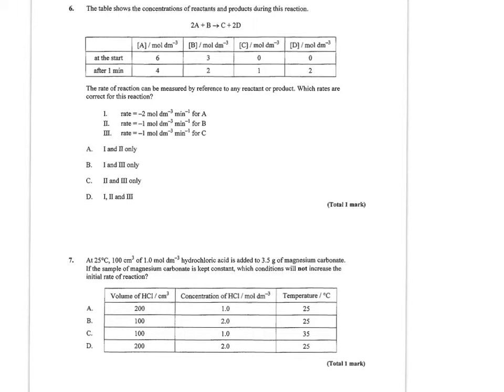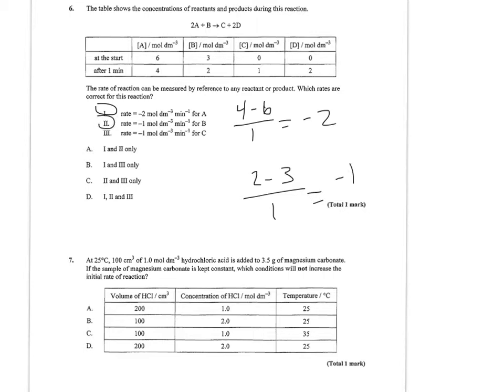So 1 says minus 2 moles per decimeter cubed per minute for A. So if I take my concentration after 1 minute is 4, my beginning was 6, I divide by a minute, I do get minus 2, so that appears true. 2 says minus 1 mole per decimeter cubed per minute for B. 2 minus 3 over 1 gives me minus 1, so that's also a correct statement.